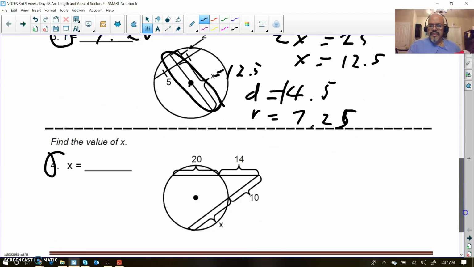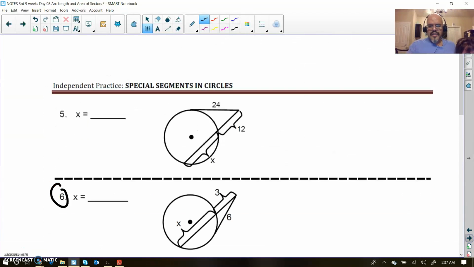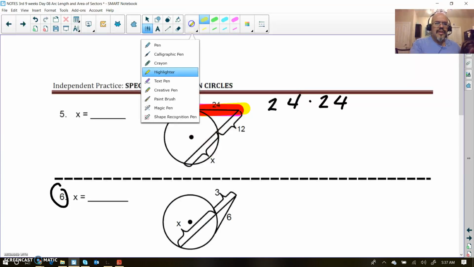Number 4 is part of the homework, so we don't do that one. Okay, so now we have 24 times 24. Because remember, on these particular components, we have to take the length on the outside times the entire length, which is 24 times 24.